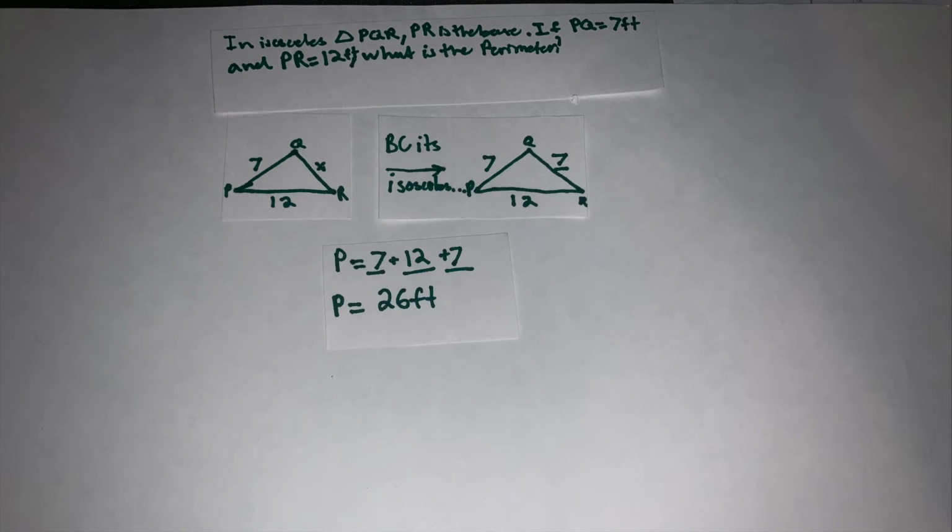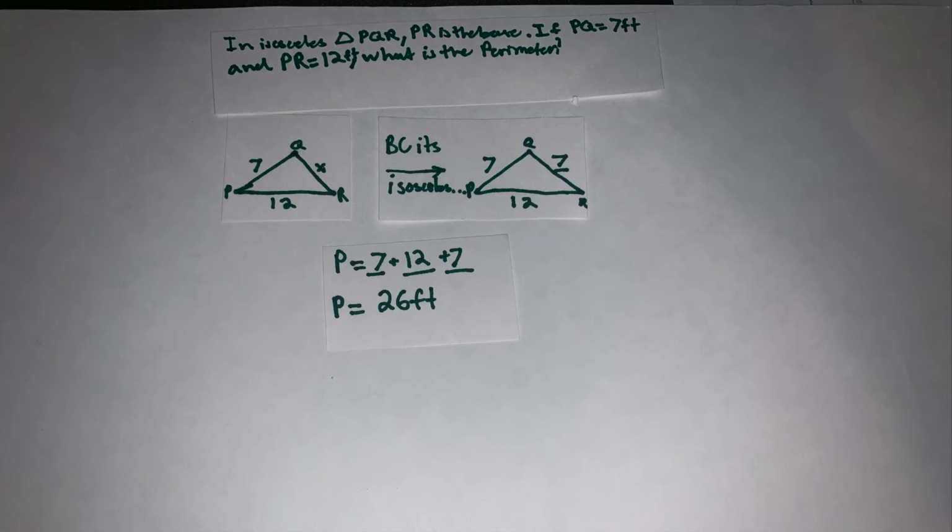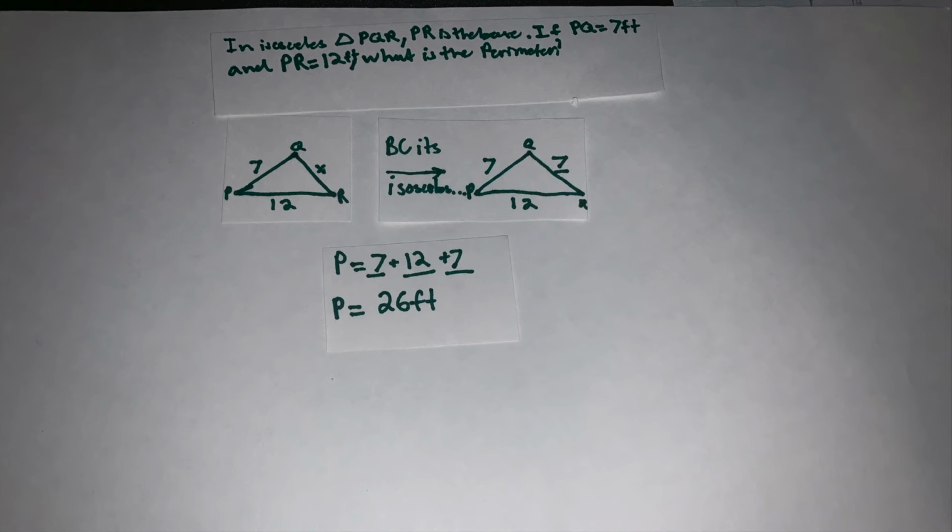I can't stress how important it is that you guys know your terms, because we cannot find the perimeter without knowing that, because it's an isosceles triangle, two of the sides are going to be the same. Since PQ is equal to 7, and PR is the base and it's 12, then QR is going to have to equal 7 in order for it to be an isosceles triangle. So PQ is 7, QR is 7, and PR is 12.